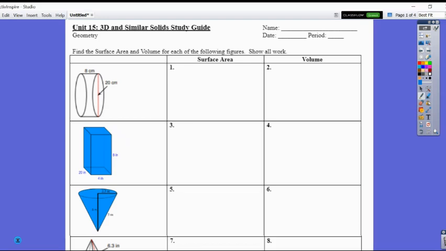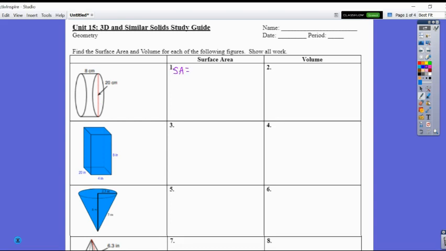Welcome. Let's go through our 3D and similar solids study guide so that we can make sure we are as prepared as possible for this test. Beginning here, we have a cylinder, so find your surface area formula.